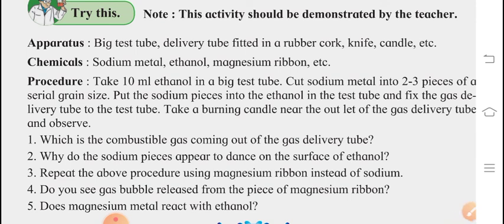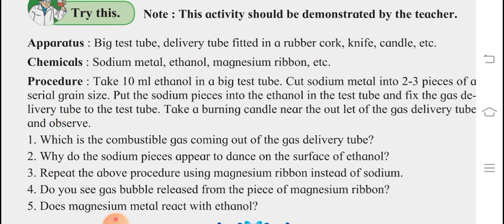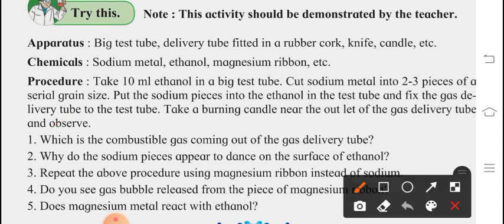Okay, so for this question you can normally answer: which is the combustible gas coming out of the gas delivery tube? Obviously hydrogen gas. For the first question, why do the sodium pieces appear to dance on the surface of ethanol? You must have seen in the video, it dances because it reacts with the ethanol solution. That is why it dances.